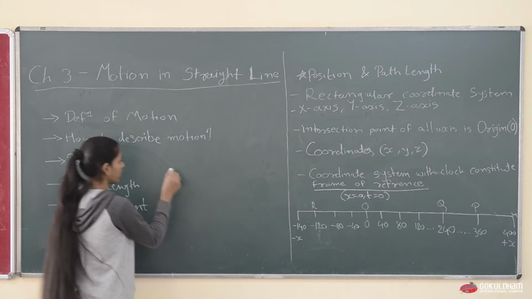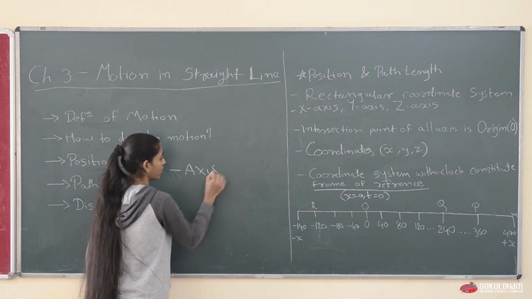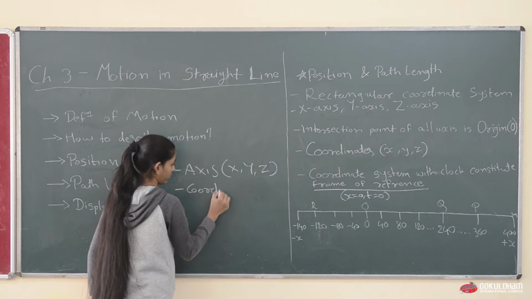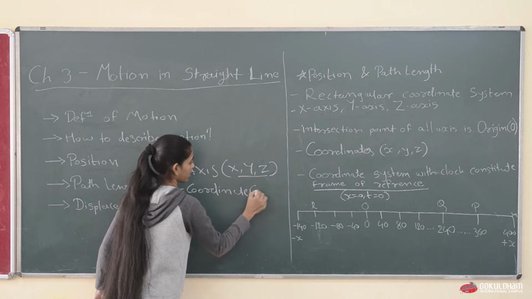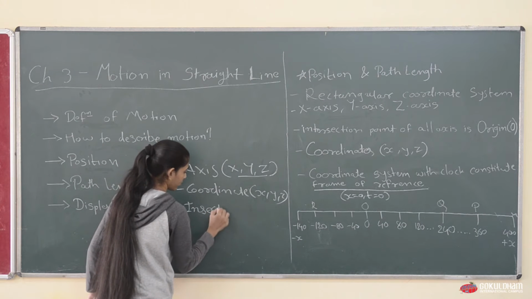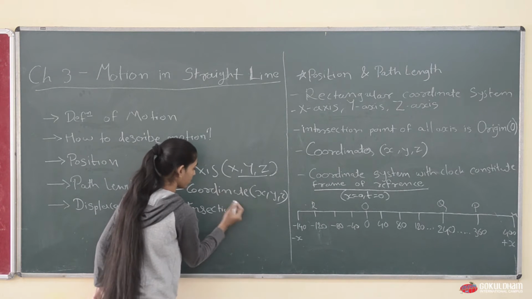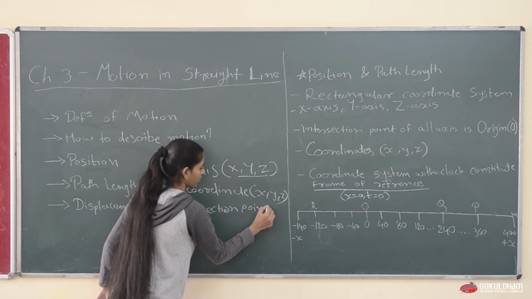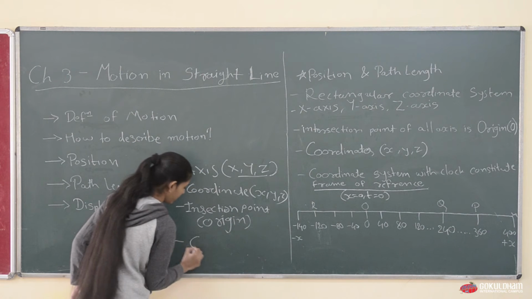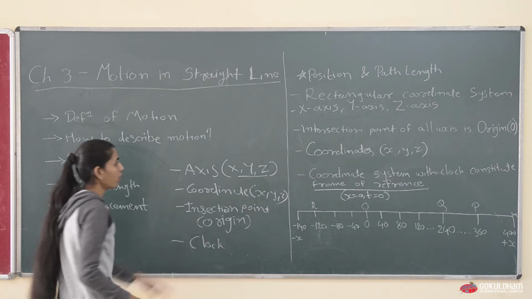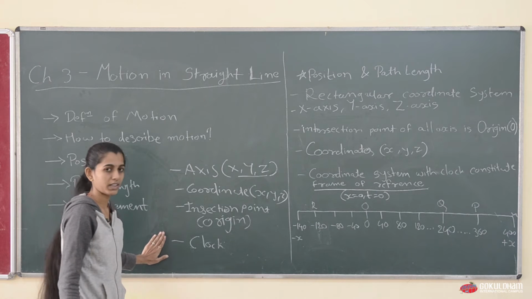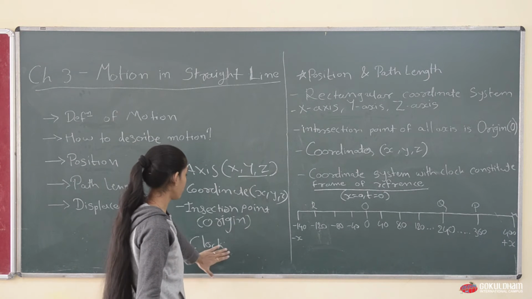So the requirement will be axes x, y and z, coordinates for our three axes x, y, z, the intersection point, which is known as origin, and lastly the clock. So our coordinate system will require these four things: axes, coordinates for the axes, intersection point and clock, and our system will be made using these four things.